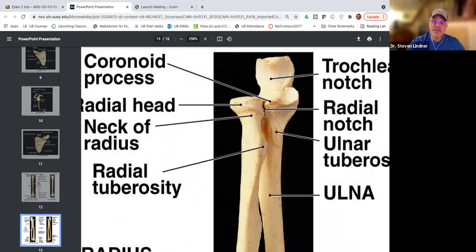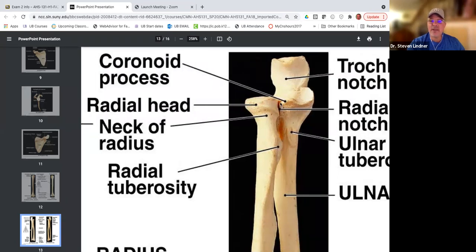It articulates because of this notch. There's this little notch or depression that's in the proximal ulna, and it's called a radial notch. So where is the radial notch? The radial notch is on the ulna. It's a little nook right here that's kind of concave that allows this rounded head of the radius to rotate. It's round for a reason, so you can supinate and pronate your forearm.